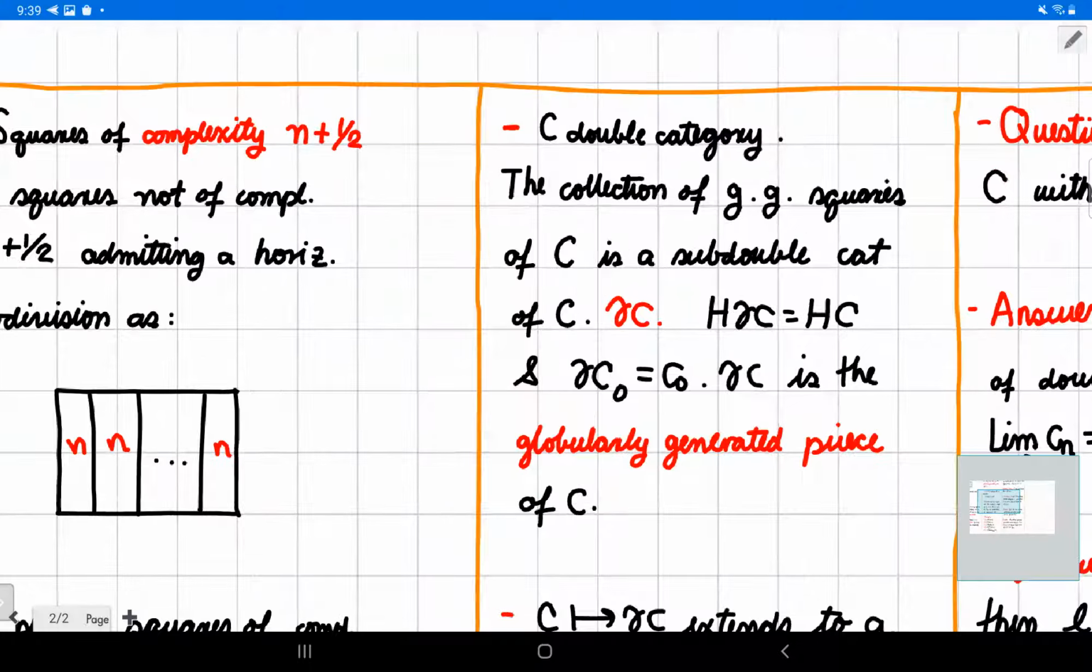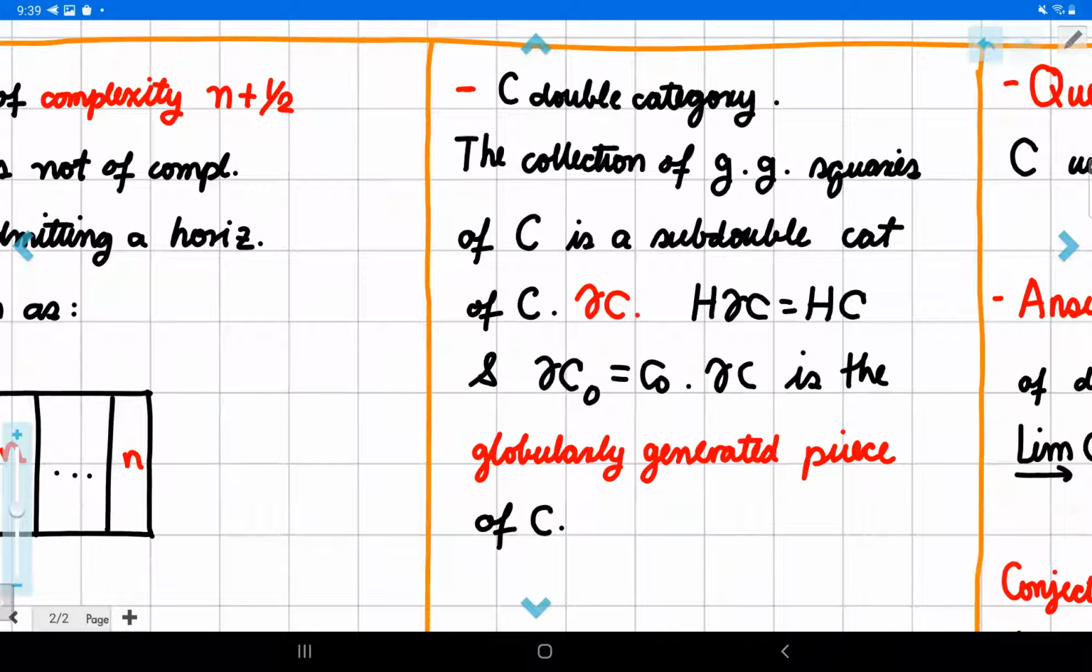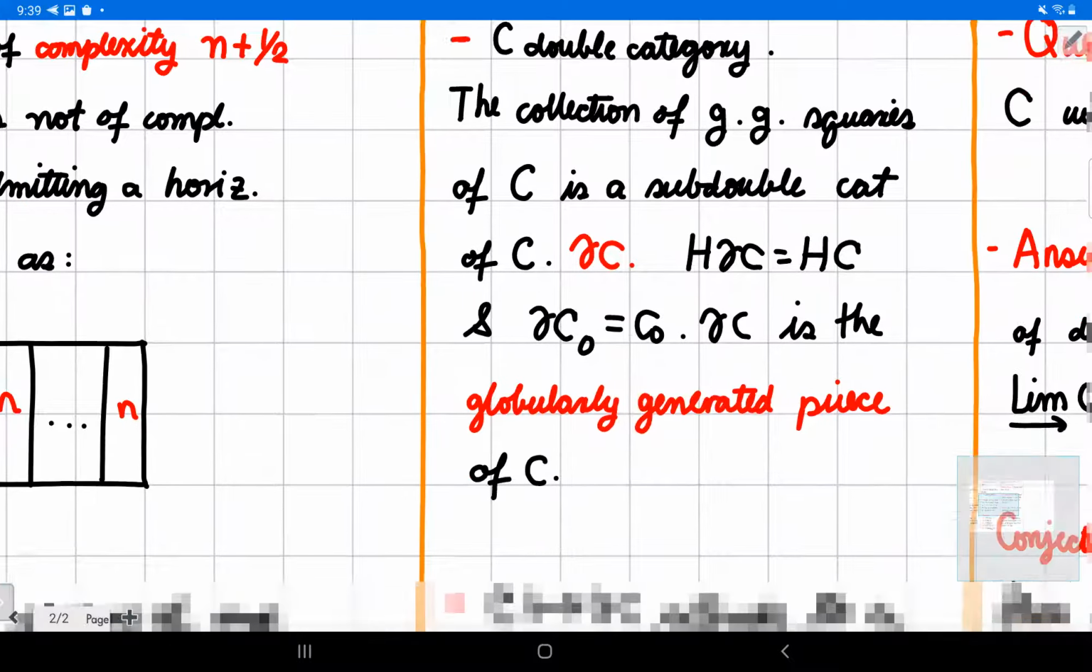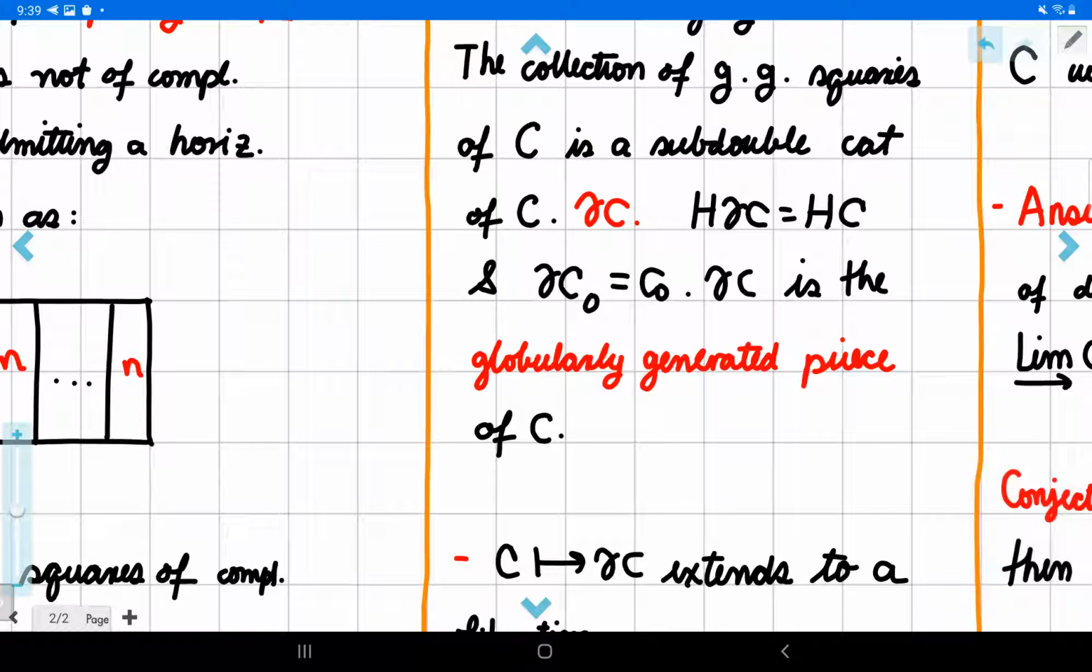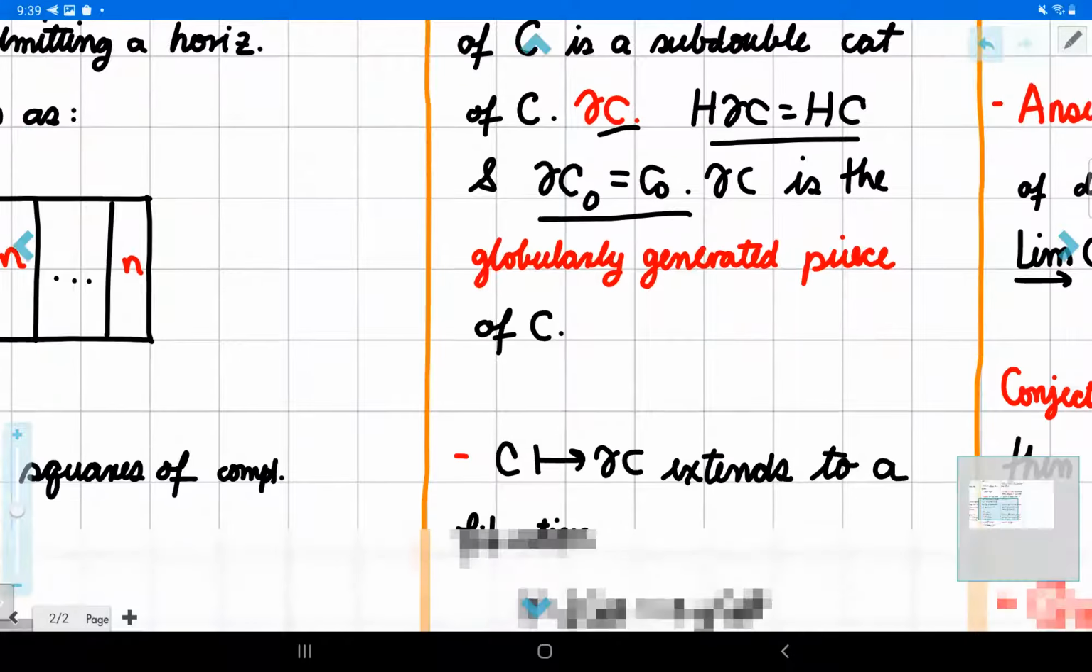If C is a general double category, not necessarily globularly generated, then the collection of squares in C that are globularly generated is a sub-double category of C. We write this as gamma C. Gamma C satisfies these two equations here. We call gamma C the globularly generated piece of C.